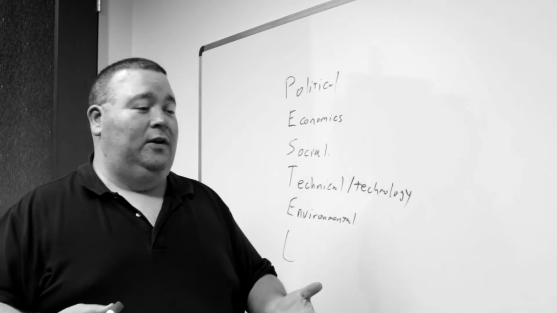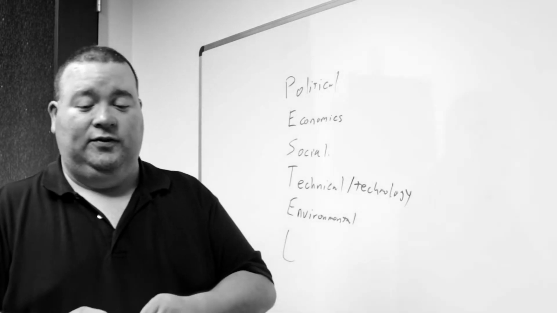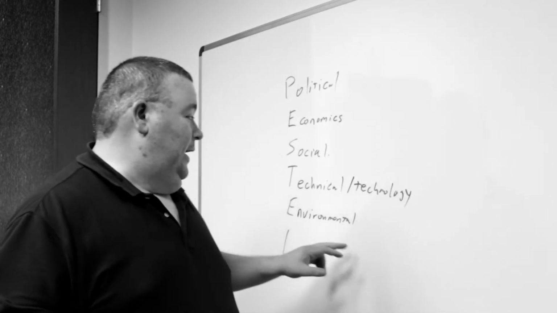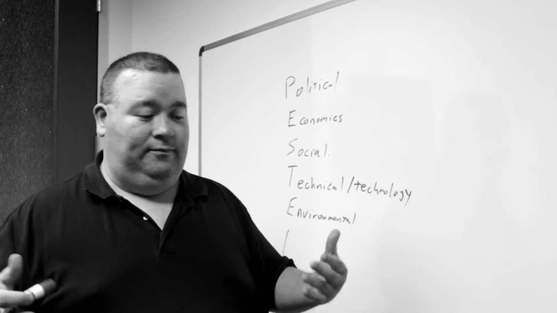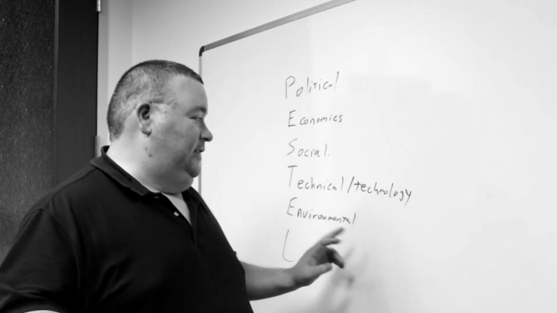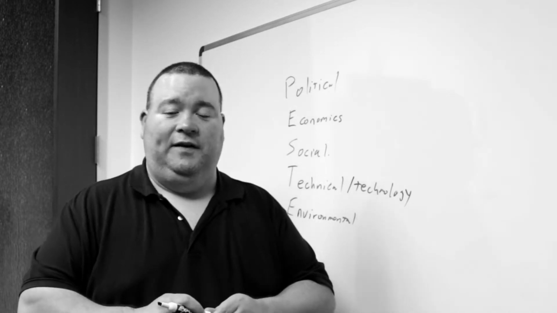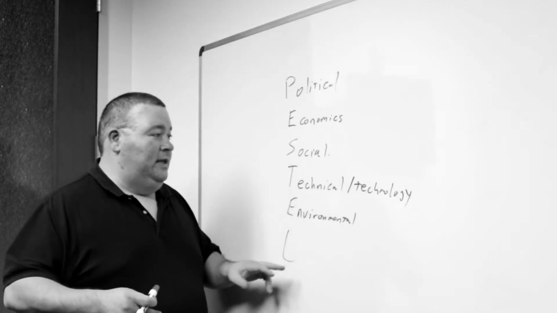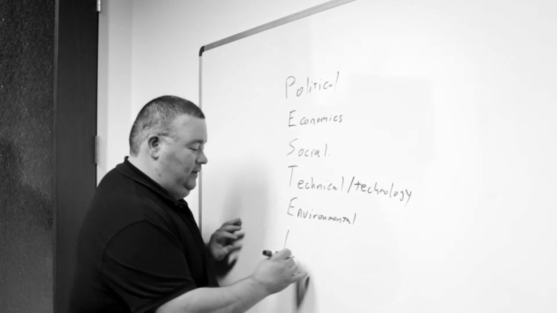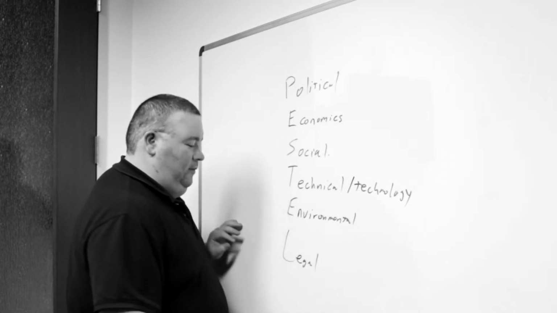For instance, if you're a company that manufactures products out of silver, and there's less silver available in the minerals, then obviously that's going to affect your business. It's an external factor you have no control over, so you have to take a look at that, right? So that's environmental.